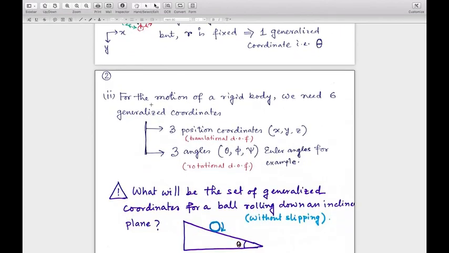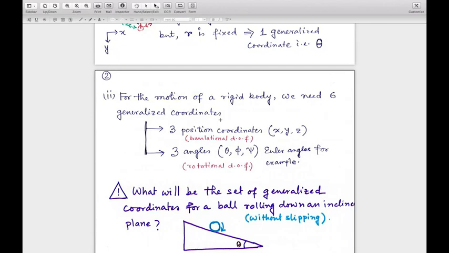Now if we are talking about the motion of a rigid body in 3D space, then we know that at the base we need 6 generalized coordinates, because the degrees of freedom of a rigid body in general, when the rigid body is a continuously constituted body, you can say that it has 3 translational degrees of freedom. That means the coordinates of its center of mass, for example, and 3 angles which are describing its rotational degrees of freedom.